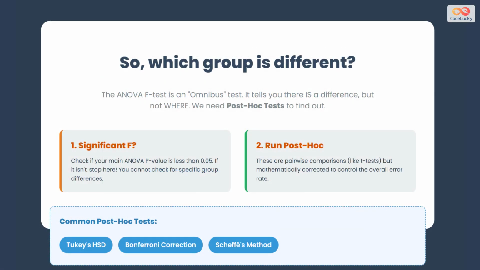Here is the catch. ANOVA tells us there is a difference somewhere, but it does not tell us where. Is group A different from B, or is B different from C? To find out, we run what are called post-hoc tests. These are follow-up tests, like Tukey's HSD or Bonferroni, that compare specific pairs of groups. They are designed to answer which one is different, without inflating our error rate like standard t-tests would.